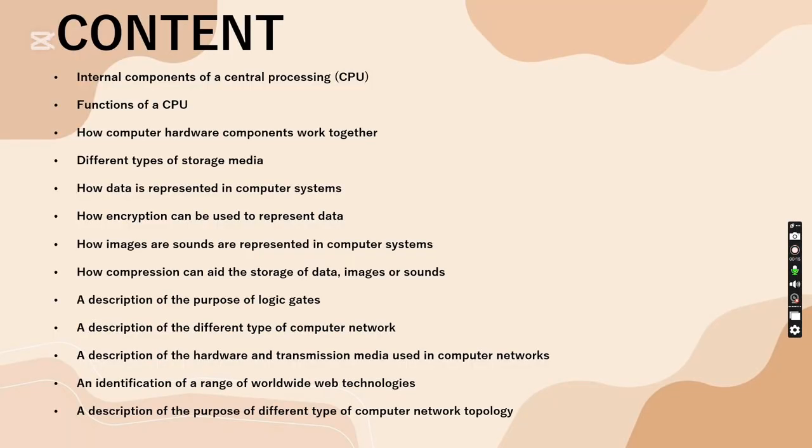These are the contents of our video. Internal components of a central processing unit, functions of a CPU, how computer hardware components work together, different types of storage media, how data is represented in computer systems, how encryption can be used to represent data, how images or sounds are represented in computer systems, how compression can aid the storage of data, images or sounds, a description of the purpose of logic gates, a description of the different types of storage, computer network, a description of the hardware and transmission media used in computer networks, an identification of a range of World Wide Web technologies, a description of the purpose of different types of computer network topology.